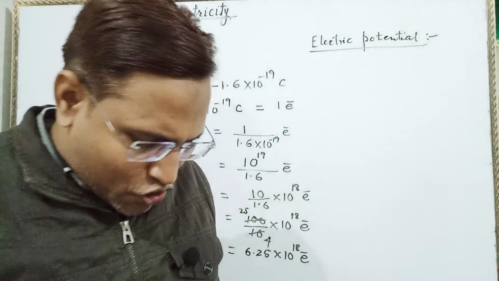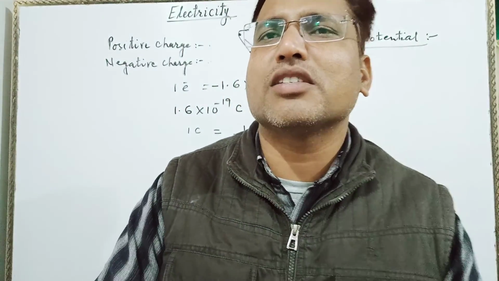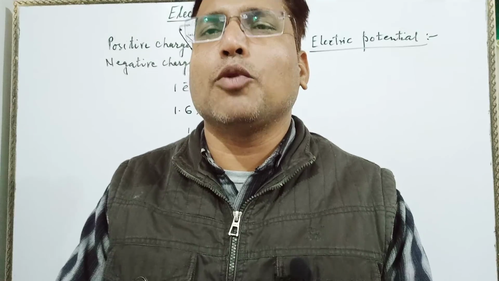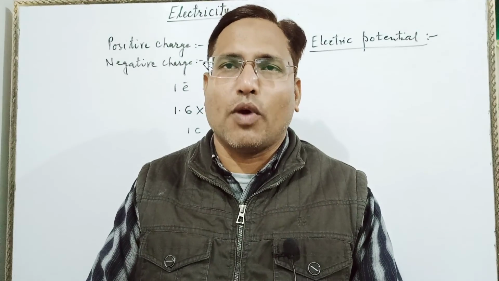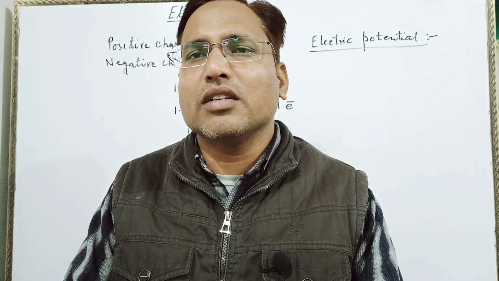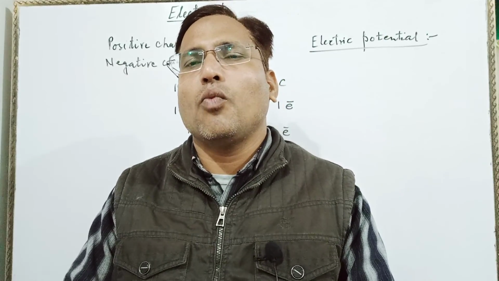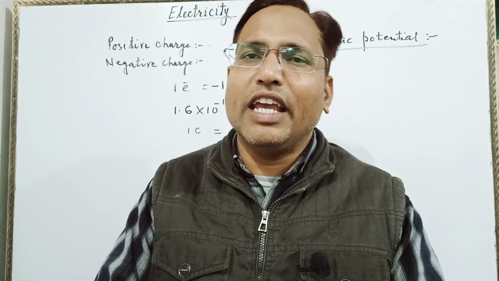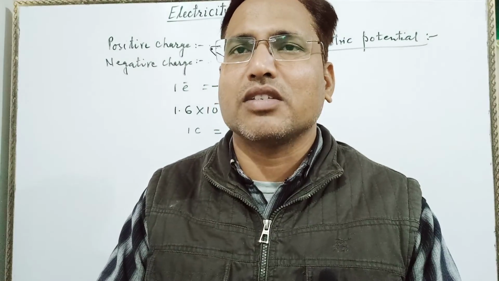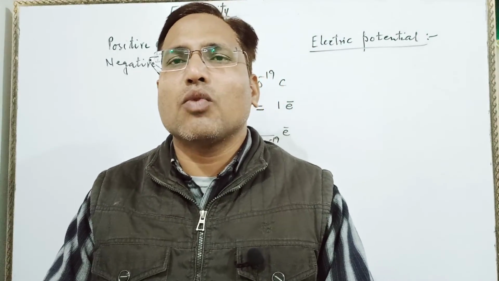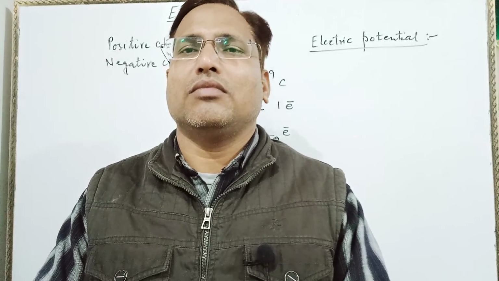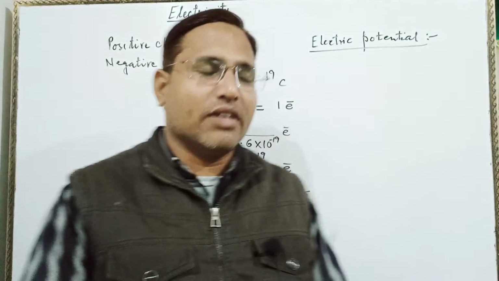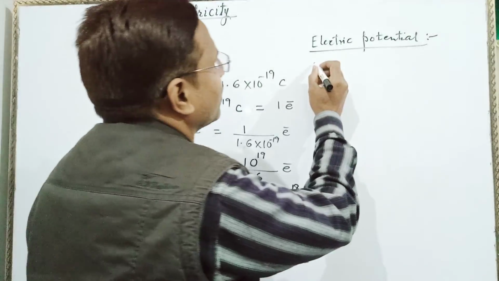What is electric potential? Electric potential is defined as the amount of work done in moving a unit positive charge from infinity to a point. That means when a unit positive charge has to be moved from infinity, meaning from a far distance, to a point, then whatever work is done, that work is known as electric potential. And our next topic is potential difference.